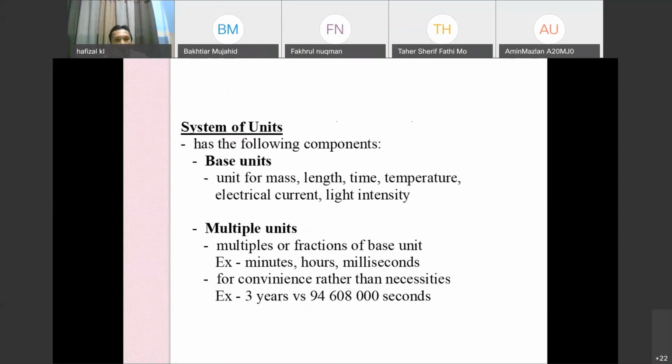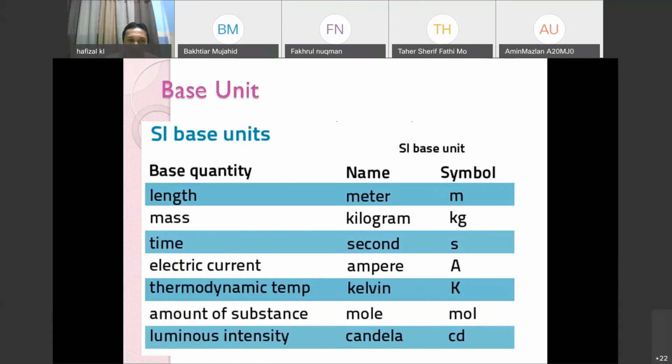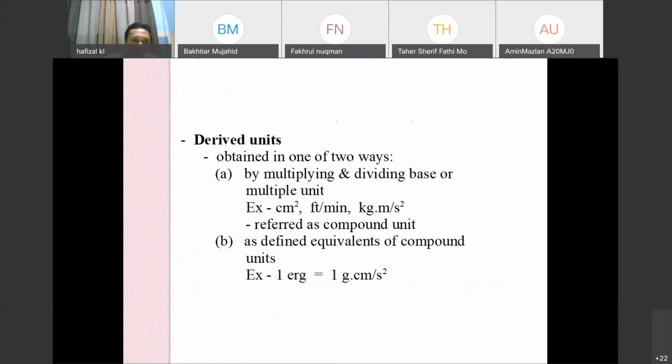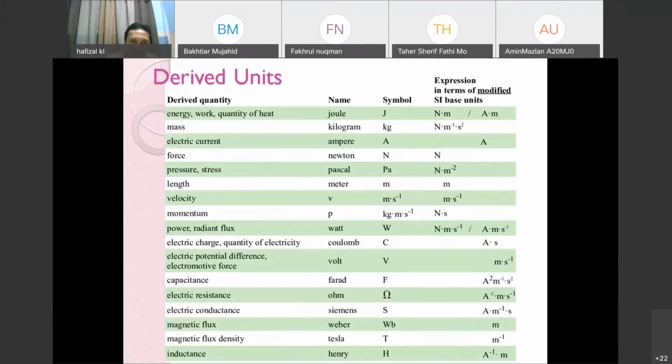Okay, and then system of unit, we have base unit, and then we have multiple units. Okay, this one you need to look at by yourself. This one you already know. We have base unit, SI unit, and then derived unit, and a lot of derived units we produce. Okay, from the basic unit, the combination of basic units, we will produce a derived unit, and derived quantity.